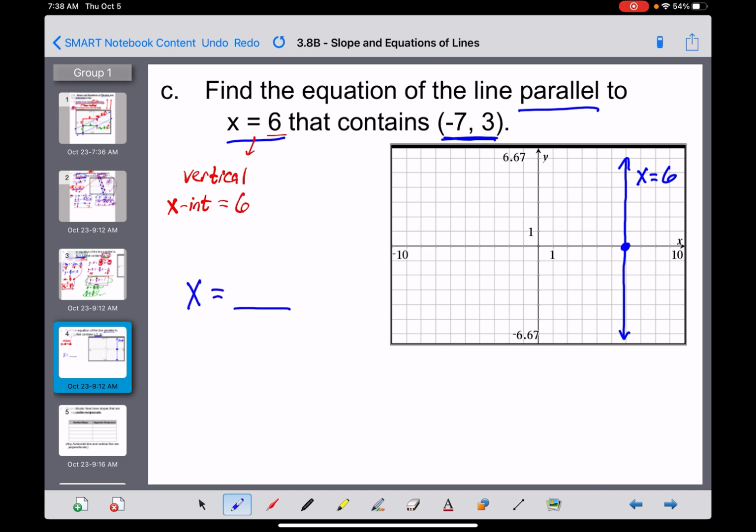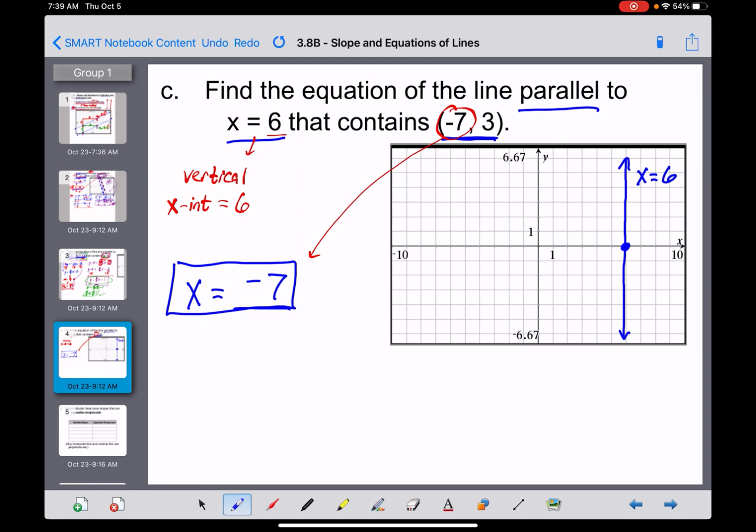And this gets really, really easy, guys, once you recognize that. It's x equals a constant, and that constant is going to be whatever your x-coordinate is of any point that it passes through. So since this line passes through the point -7, 3, our equation is just going to be x equals -7. And that's it, guys. That's your answer.